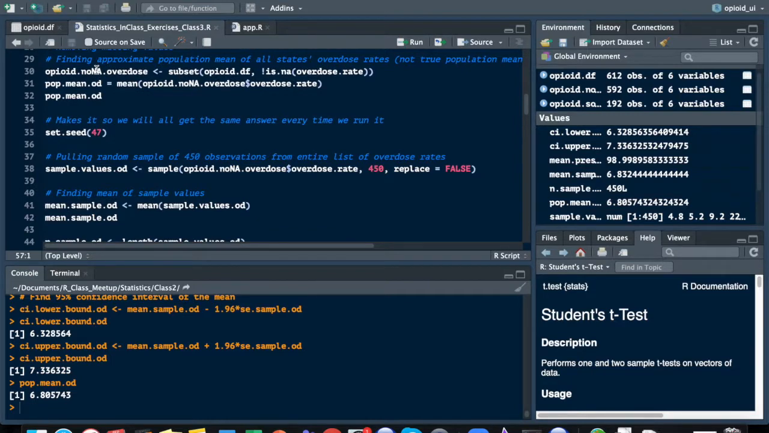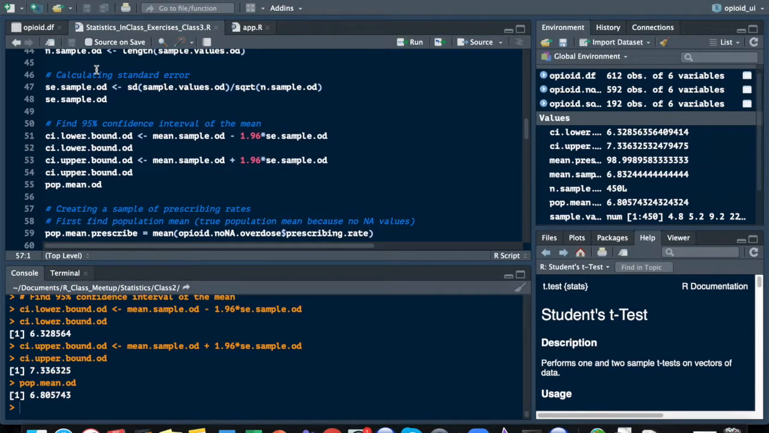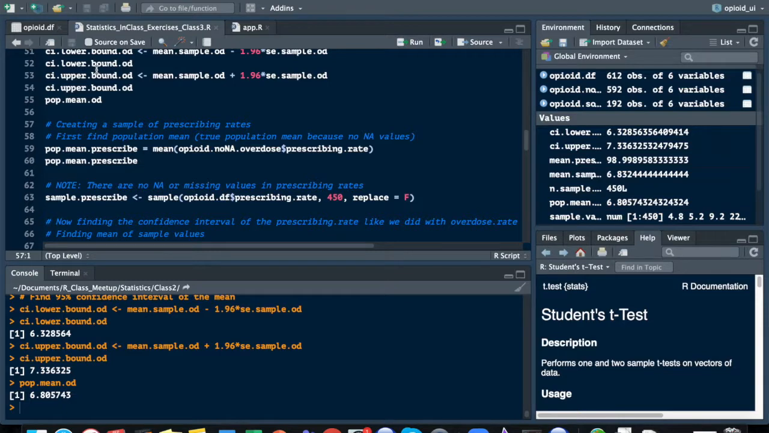And then you're finding your standard error. And then you go down and find a 95% confidence interval. You can fool around with it if you want to. But I already, so then we're doing prescribing rates.